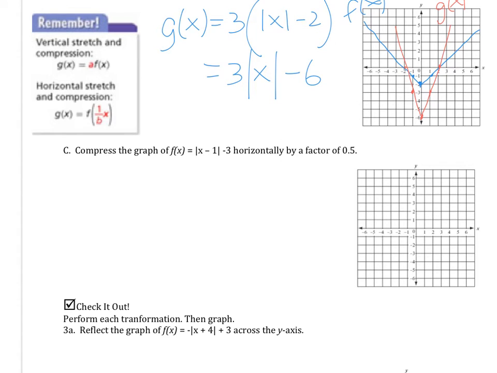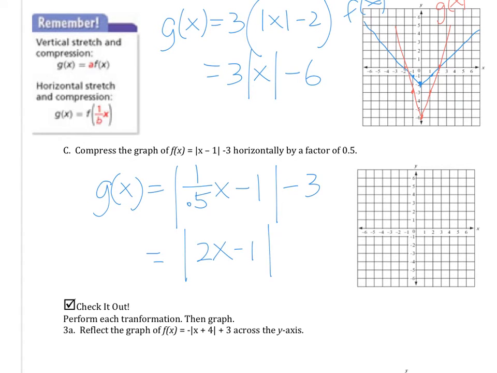What if I want to compress it horizontally? Horizontally now, the factor goes with the x. So it's the 1 over the factor. So 1 over 0.5 x minus 1 minus 3. 1 over 0.5 is the same as 2. So it would be 2x minus 1 minus 3.